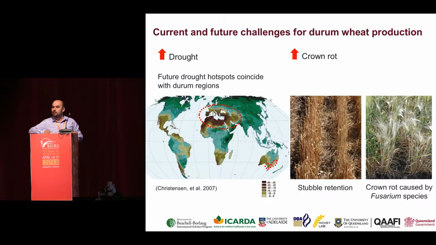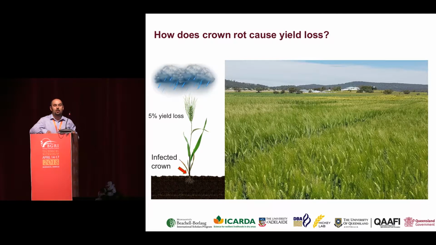So what we see in Australia in particular is a huge buildup of inoculum. And that is, again, really bad because all our durum wheats are susceptible to crown rot disease. When water is not an issue, the crop might still be showing signs of infection, as you can see down here, if it works.